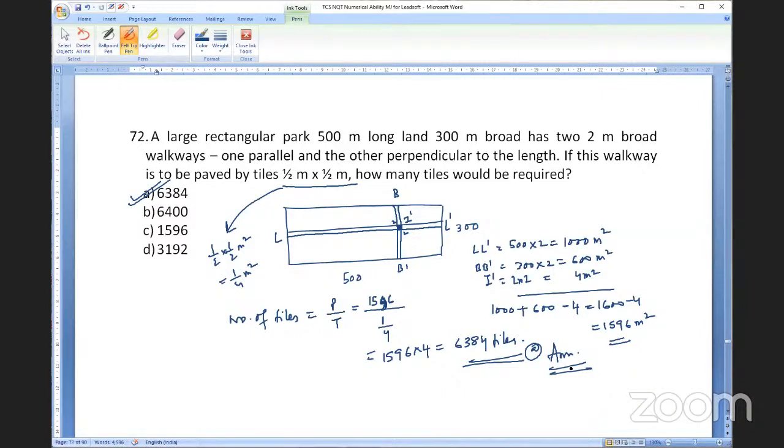Very good. I hope those who have answered B, 6400, have missed out that particular intersecting area, 4 meter square, which needs to be deducted. So that's why the answer is not 6400. It is 6384. Only 6384 tiles would be required.